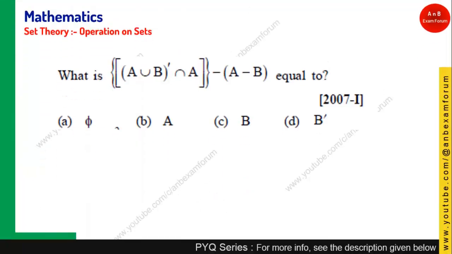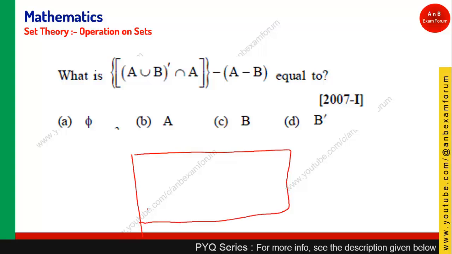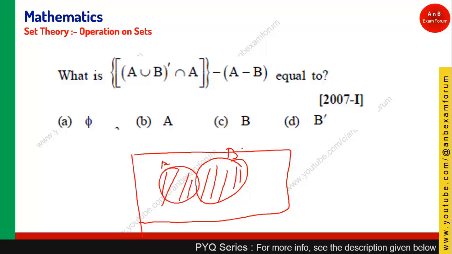Let's see the next question. Okay, so let's see one by one. You can draw with the help of a Venn diagram also. So this is our complete universal set, and we have two sets A and B. So A union B complement. This is A union B, and the complement is this white portion.